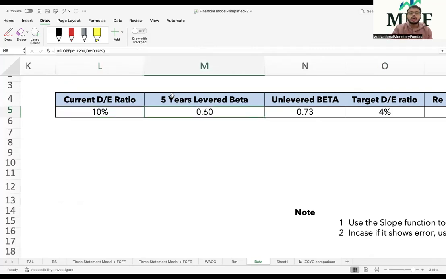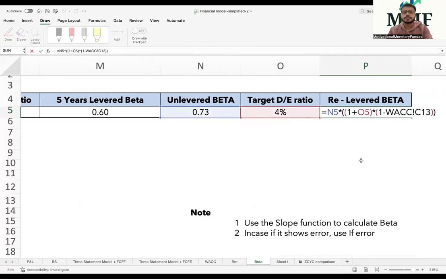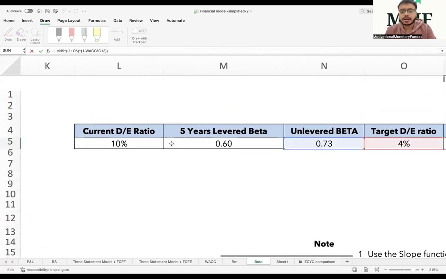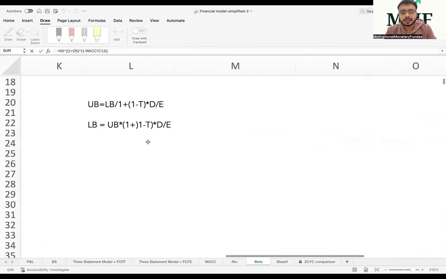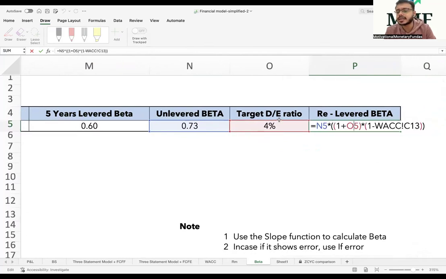So we have to remove the impact of this 10% and add the impact of this 4%, right? We need to remove the impact of this 10%, which makes no sense as of now, and add the impact of this 4%. So if we relever this beta, we use a simple formula, ये वाला. So our unlevered beta is this 0.73 into 1 plus (1 minus tax rate) into debt to equity, जो अपना 4% है इस केस में. Simply, I used that and got the relevered beta.